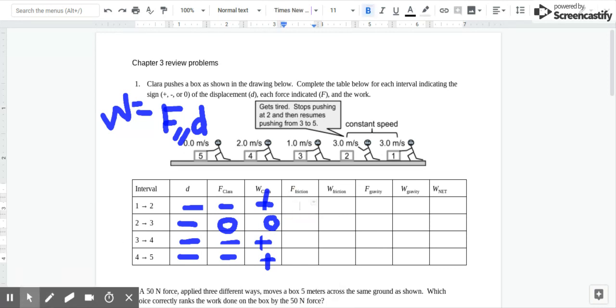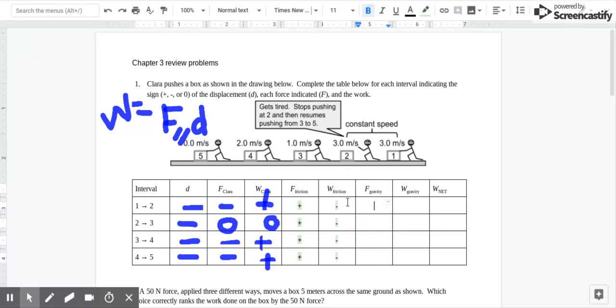All right, force of friction. Friction opposes the motion. So since the motion is negative, force of friction is going to be positive. And then that means that work of friction is going to be a negative times a positive, or negative, which makes sense because work of friction is always negative.